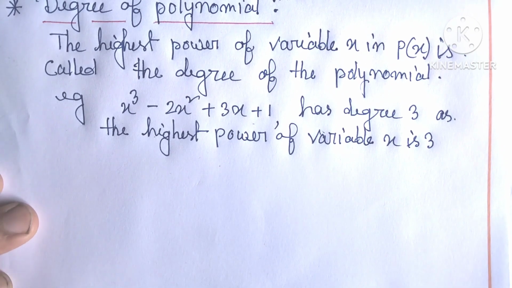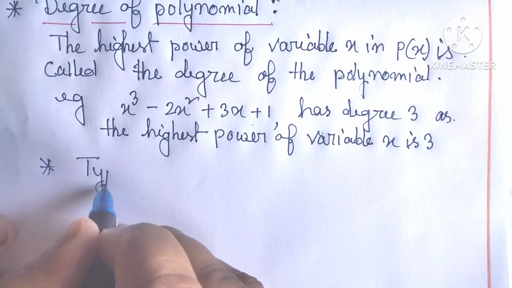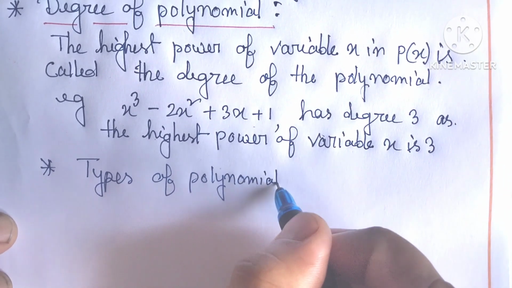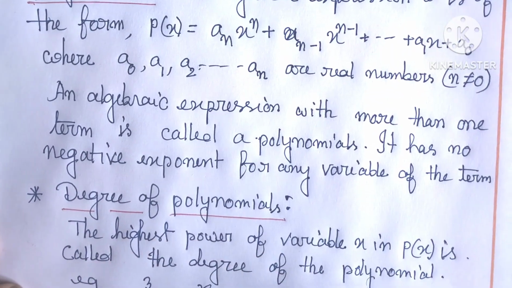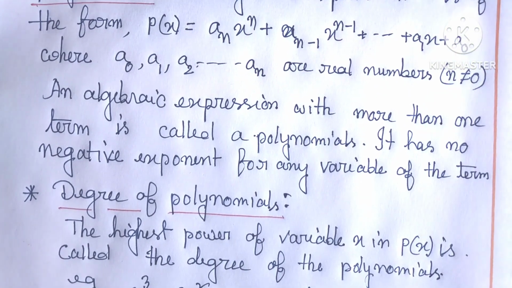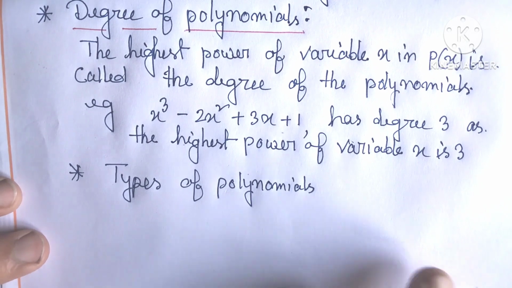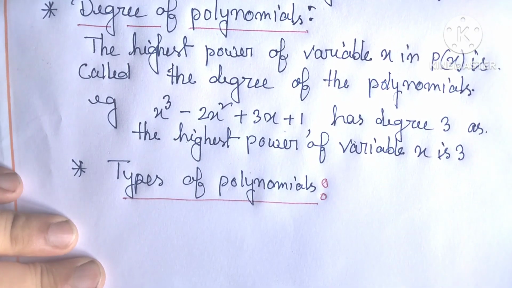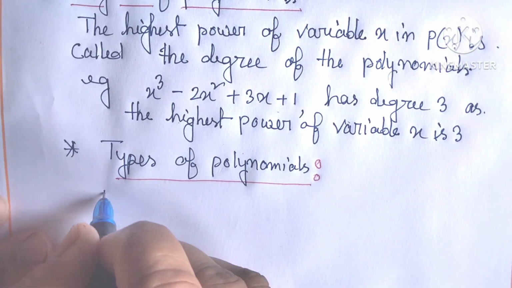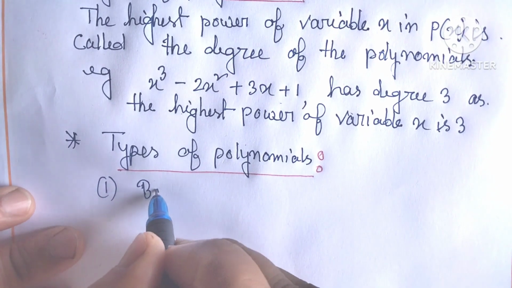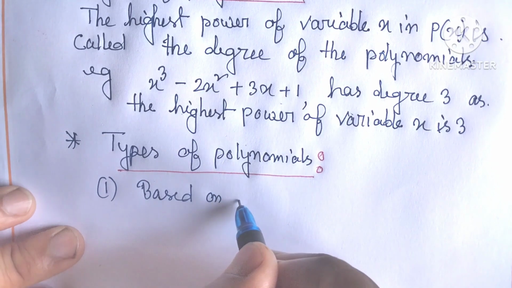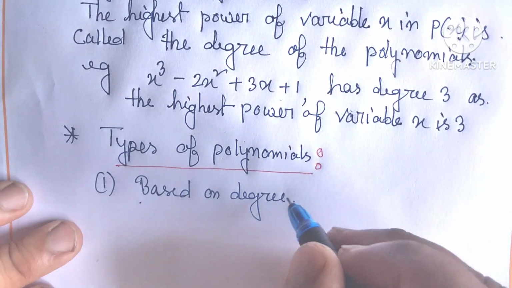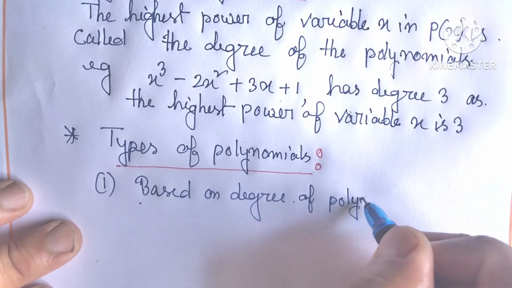Next, types of polynomial. Polynomials have two types. One, based on degree of polynomials.